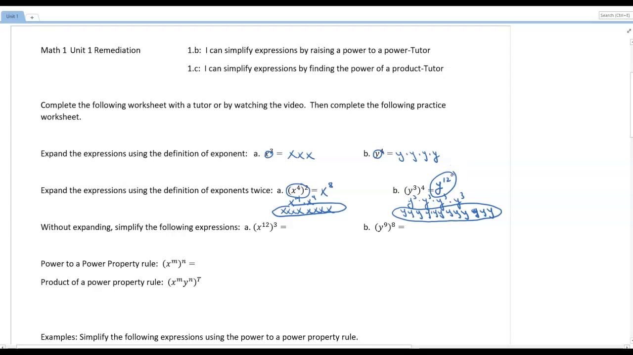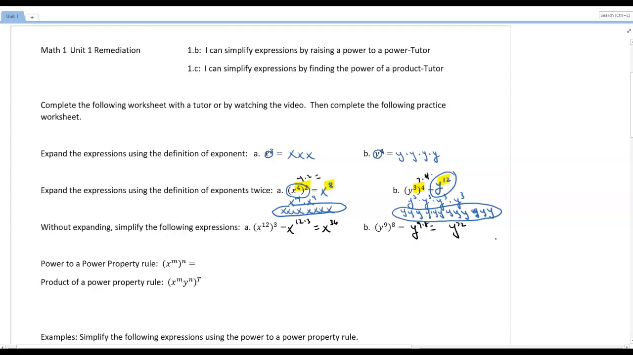So now, why would we want a shortcut? Because if I get to real high exponents, I don't want to expand it all the way out. So what would this shortcut be? Well, how could I use 4 and 2 to get 8, and 3 and 4 to get 12? What I notice is if I multiply 4 and 2, that gives me 8. If I multiply 3 and 4, that gives me 12. So the shortcut way to do this would be, if I had to simplify x to the 12th to the third, I would just multiply those exponents, right? So if I had y to the 9th to the 8th, expanding that out would be really crazy. So right away, I know I could just do y to the 9 times 8, which would be y to the 72, power of 72.